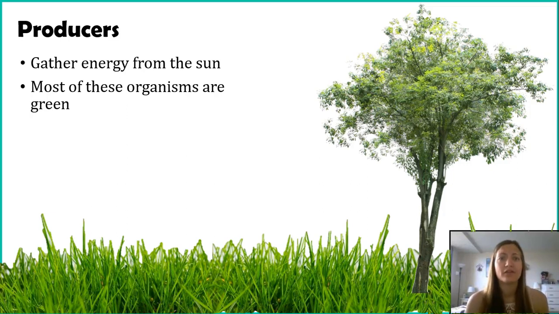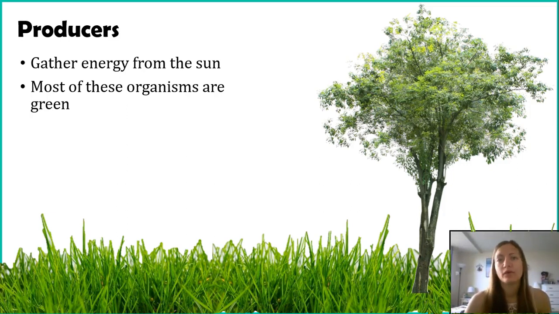A producer is an organism that gets energy from the sun, and most of these organisms are green. You probably already know this. Things like trees that you see here, grasses, more or less plants. All plants are producers. There are some other organisms that are also producers. There are some species of protists and some species of bacteria. You don't really need to know that, but just know it's not just plants. There are other organisms out there that can also get energy from the sun.